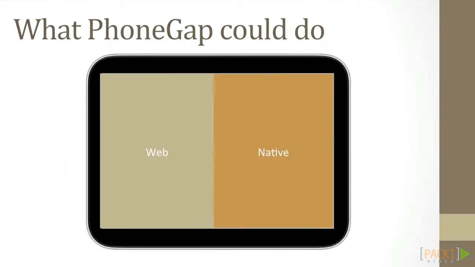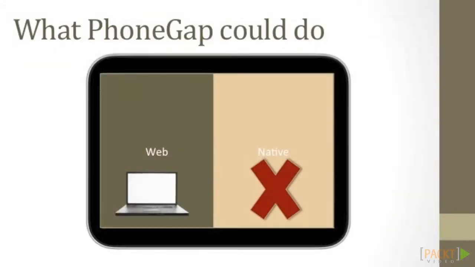Theoretically, a complete PhoneGap app consists of the native part and the web part. In most situations, we only need to develop our business logic using web technologies, without bothering with any native code.